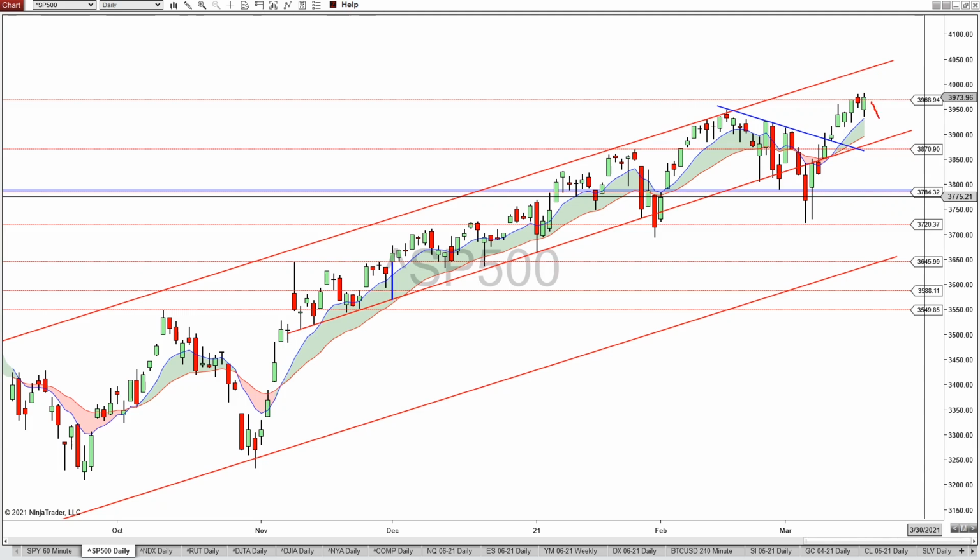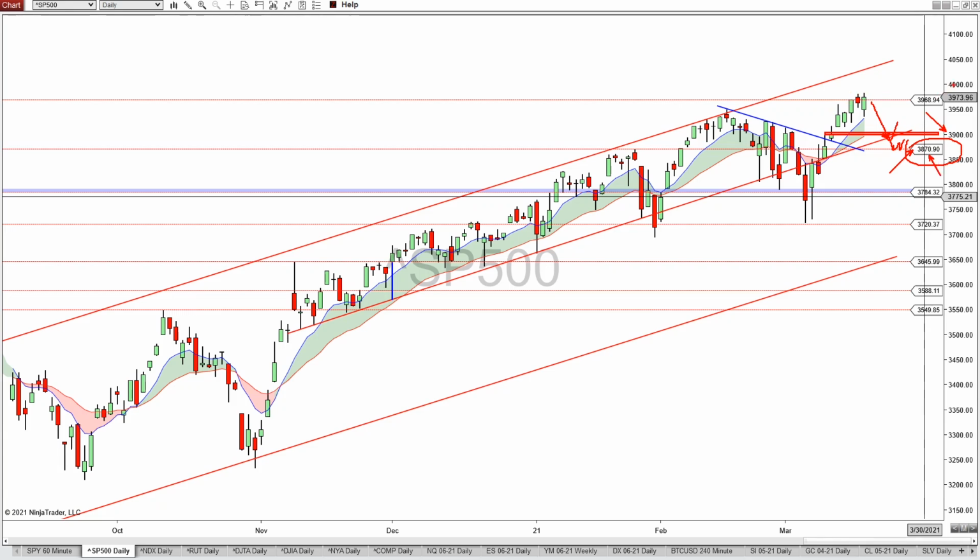Maybe it comes down to check this trend line here for support, somewhere around this 3,900 area. And if we don't see it get a bounce off of this 3,900 area, then we could see it once again come down to this 3,870 area and check for support for the next couple of days. Those are the downside levels I would be watching, 3,900 and 3,870.